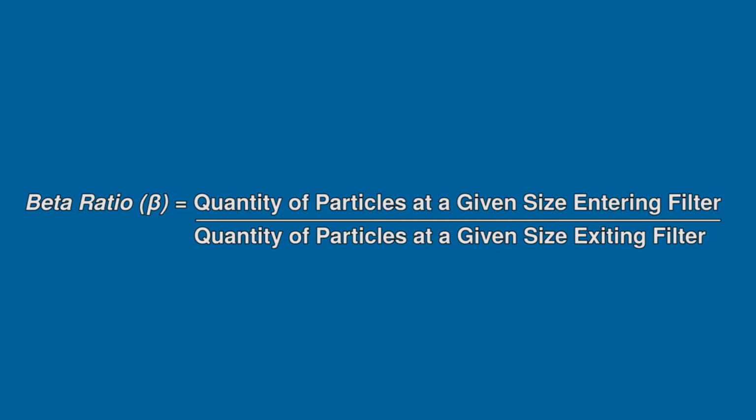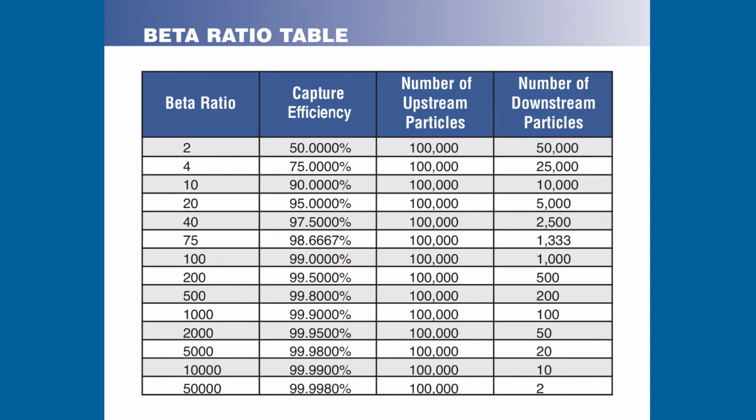Additionally, efficiency is sometimes expressed in terms of beta rating, which is the ratio of the number of particles entering a filter at a specific micron size and larger versus how many will pass through the filter. As shown, a higher beta ratio indicates the removal of a greater number of particles at a given size and larger, and therefore a higher efficiency.